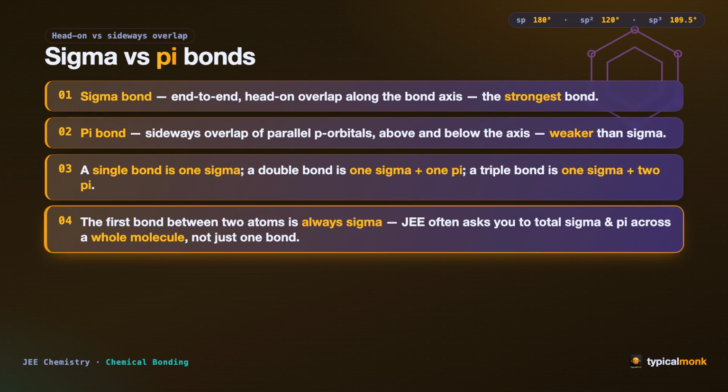And here is the golden rule that saves you in the exam. The very first bond between any two atoms is always a sigma bond. Pi bonds only ever come on top of an existing sigma. JEE will often ask you to total the sigma and pi bonds across a whole molecule at once. So build the habit of counting bond by bond and adding at the end.